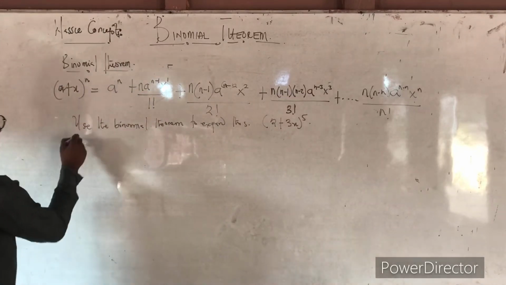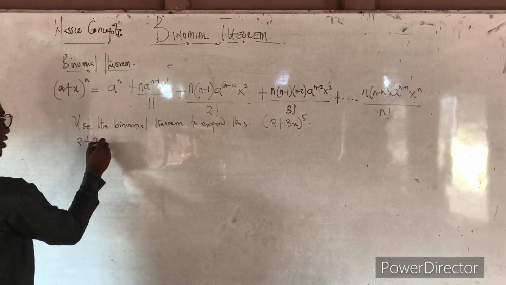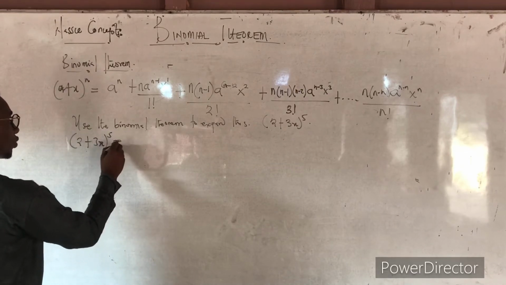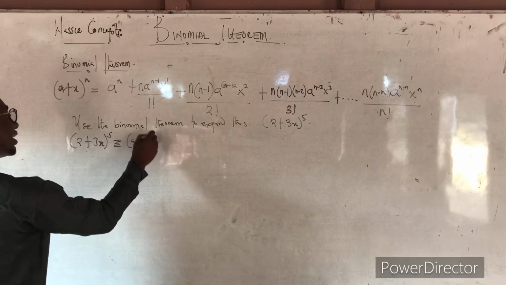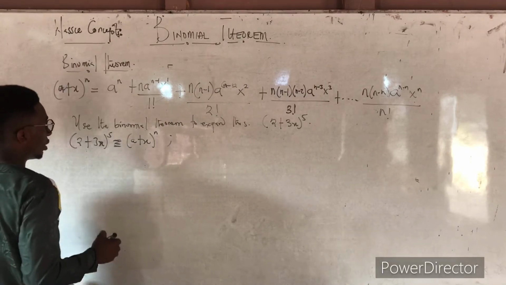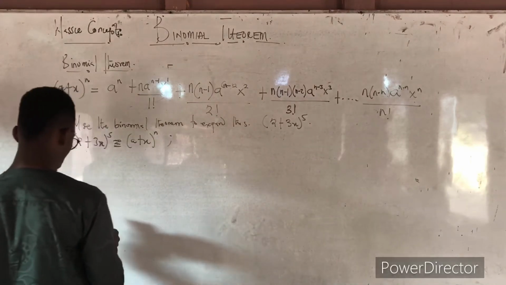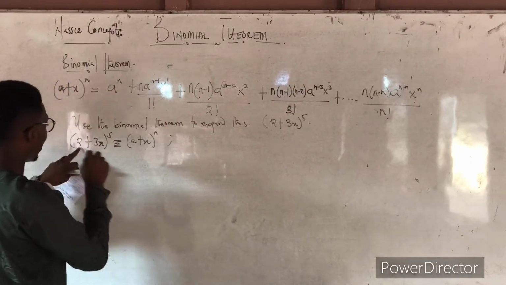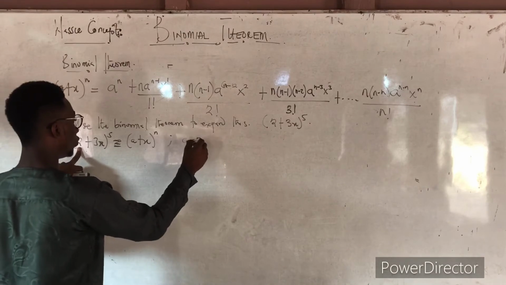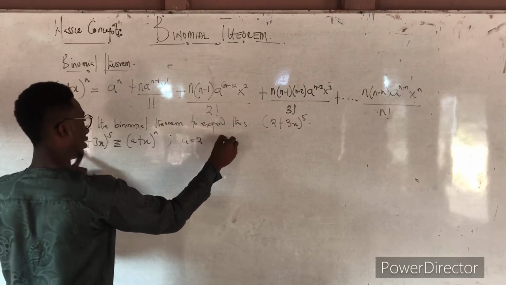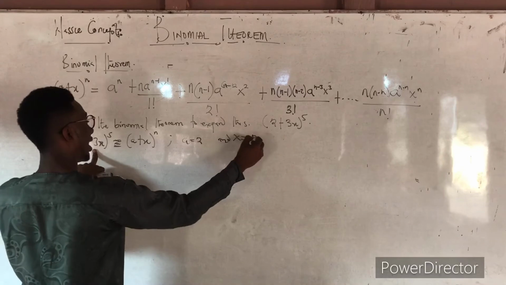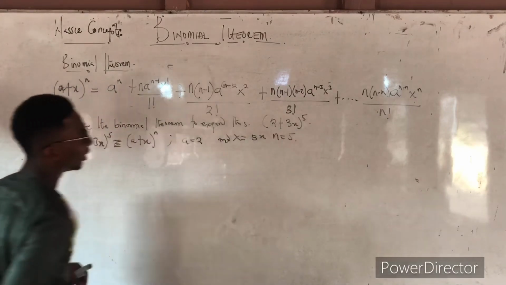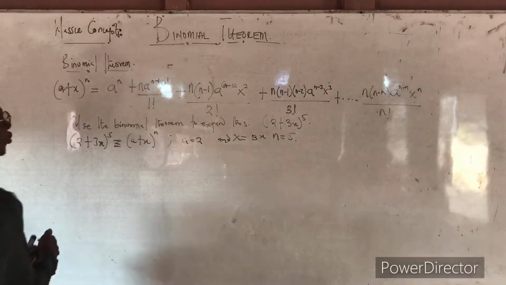Now, comparing 2 plus 3x exponent 5 to a plus x exponent n, when you compare, what do you get? You realize that a is equal to 2, the x here is the same as the 3x, and n is equal to what? 5. Okay, so if this is the case, then you are going to use this equation.